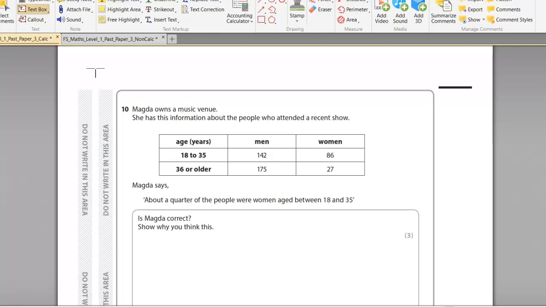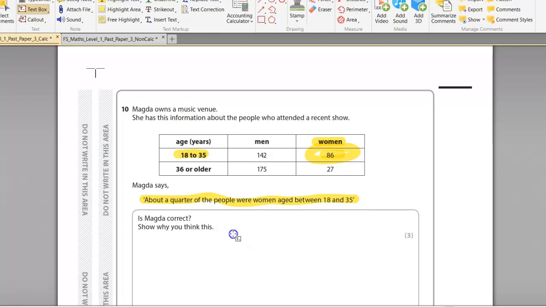Magda owns a music venue. She has this information about the people who attended. She says about a quarter of the people were women aged between 18 and 35. So women aged 18 to 35 is these 86 people.